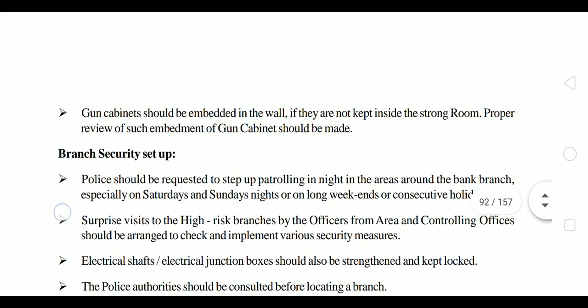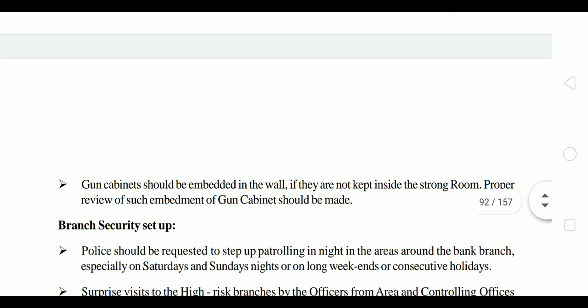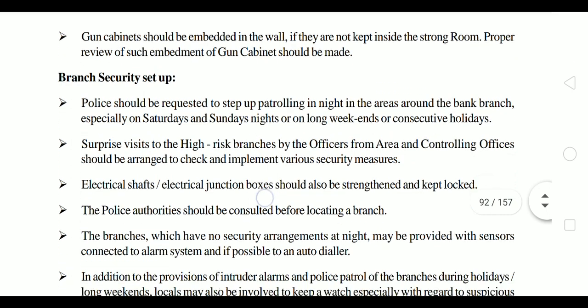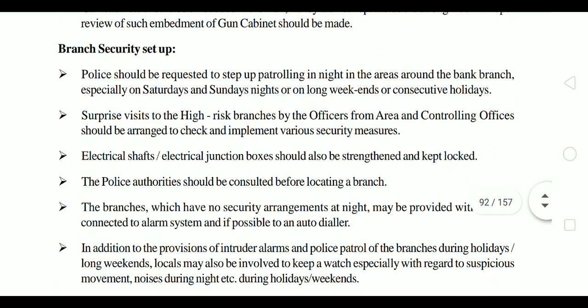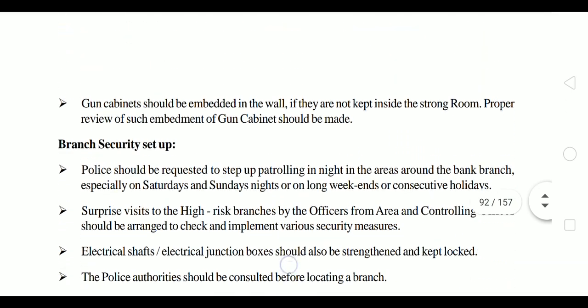So these were all the important points that we should keep in mind before opening a new bank branch. And now coming to the setup of a branch, this topic we will cover in the next video.